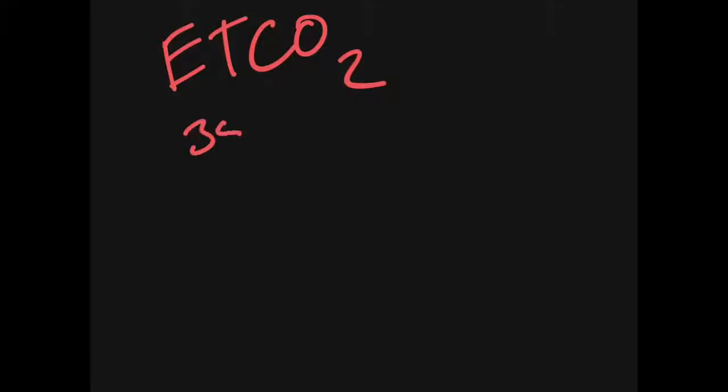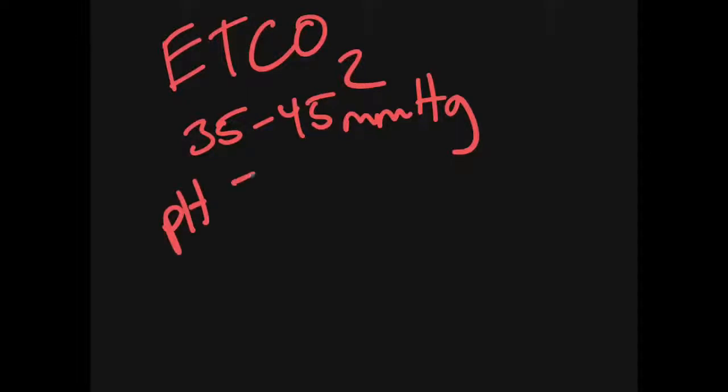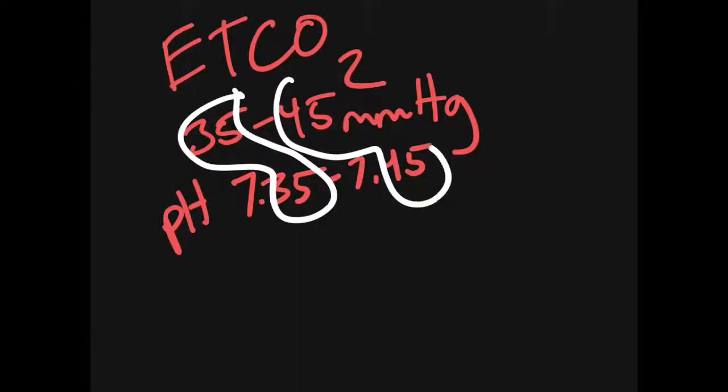Finally, let's talk about end-tidal CO2. When we see that end-tidal CO2, we're looking for a normal range of 35 to 45 millimeters of mercury, and that's what we're hoping to see. That's because our normal blood pH, which is an interesting fact, is 7.35 to 7.45. And that normal pH, as you see, matches with this right here. And that's our pH there.